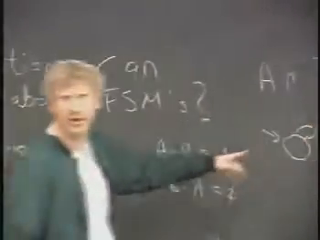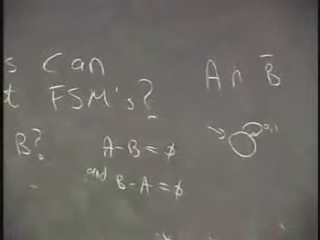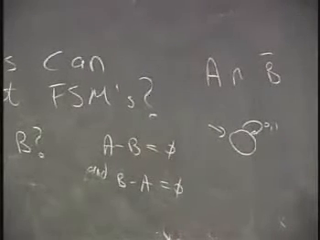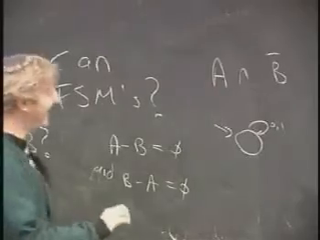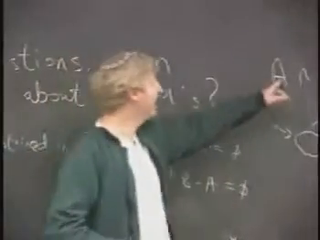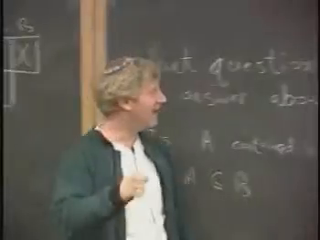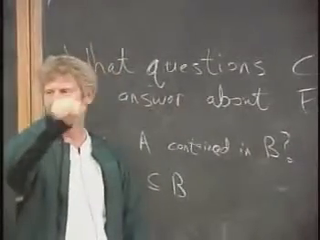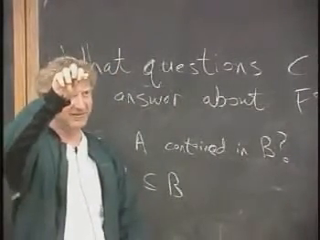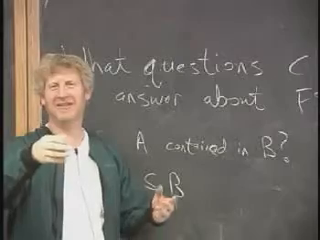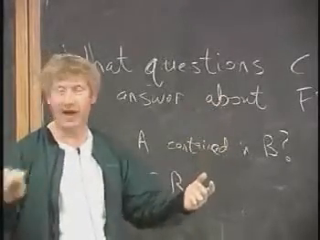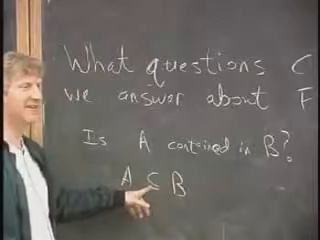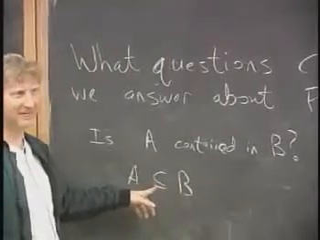You know how intersection is like binary multiplication, and union is like binary addition? Intersection's like and, union's like or, right? And complement's like not. What's this like?